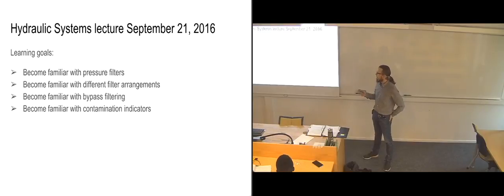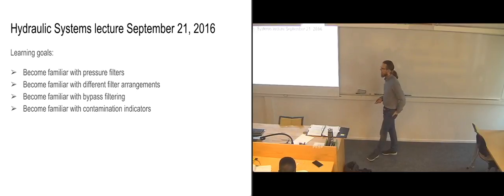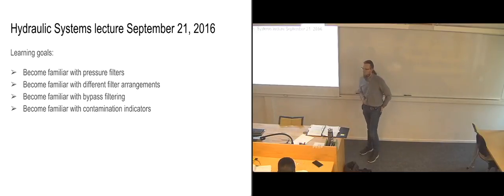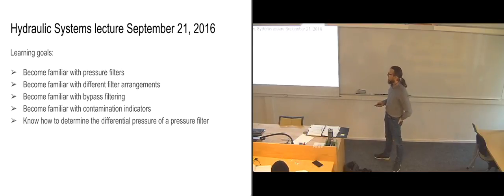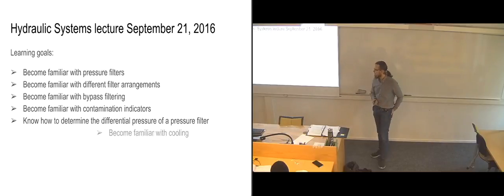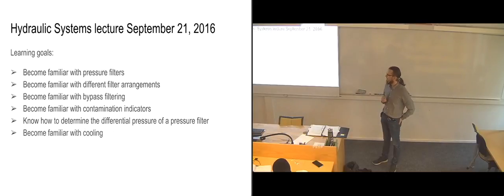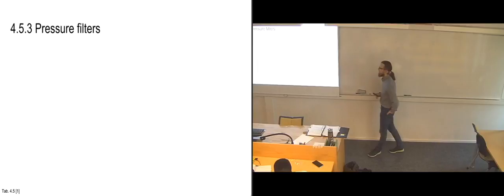We're going to become familiar with contamination indicators. We've briefly mentioned contamination indicators in the last lecture. Now we're actually going to look a bit at how they work. We're going to know how to determine the differential pressure of a pressure filter. And we're going to become familiar with cooling and with heating, and that's it for today. Hopefully we get through everything.